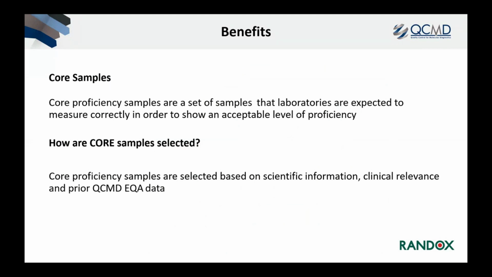The samples that we provide are offered in two different types. So there are core samples and there are educational samples. Core samples are essentially proficiency samples that are expected to be detected correctly by the laboratory in order to show an acceptable level of proficiency of testing. Samples that are core are selected based on scientific information that's available at the time, clinical relevance, and also prior QCMD data for those organisms.